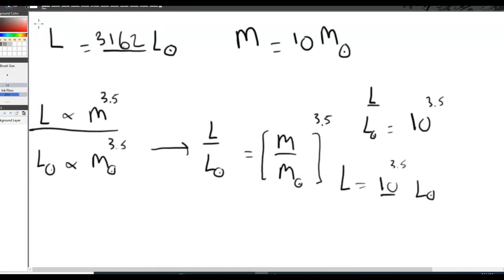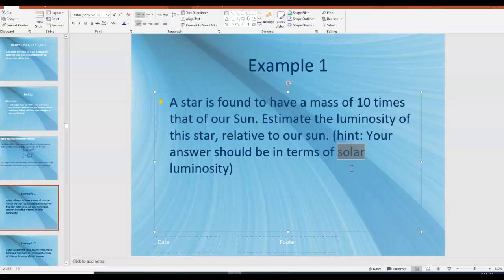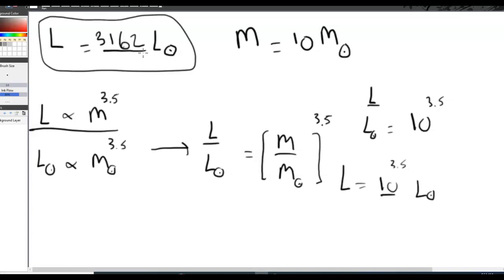Just to go back for a second, this would be the answer to the question. The question originally asked, estimate the luminosity of the star relative to our sun. So we've answered the question. We've found the luminosity, not the actual luminosity, just the luminosity relative to our sun. Keeping in mind that this number is not actually luminosity, it's not measured in watts, but if we knew the luminosity of our sun, which is typically a given, then we could just multiply to find the actual luminosity of the star.